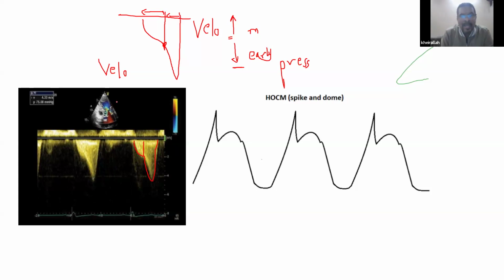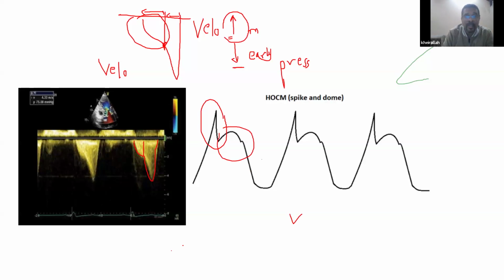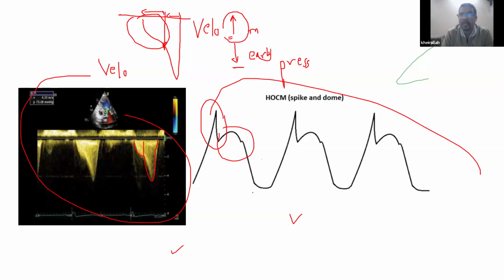So that means early the velocity is low. Look at the early pressure: the pressure early is high. Now in mid and late the velocity is high. Look at the pressure in mid and late: it's low compared to the initial part. So this is equivalent to this. This is only in velocity terms and this is in pressure terms. It's the same mechanism.